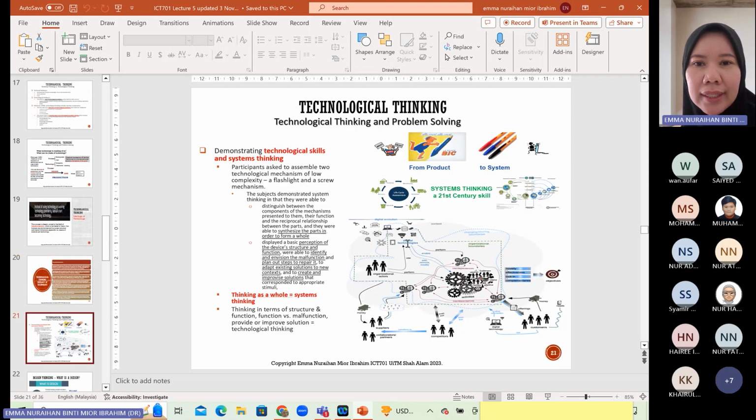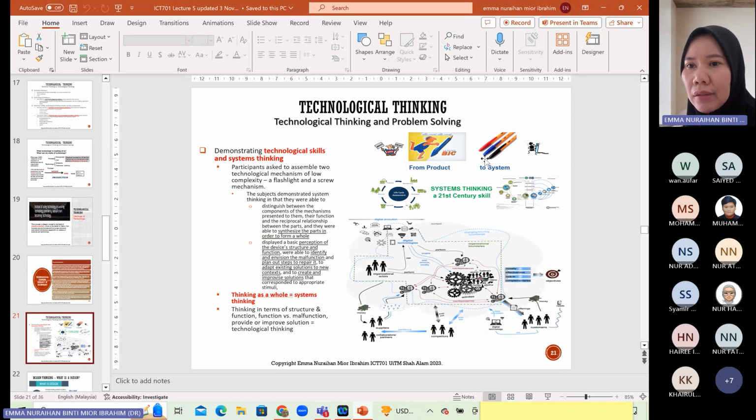Okay, contoh, technological thinking and problem solving. So, I just want to recap how it relates to your system thinking here. So, with technological thinking, alright, let's say, participants asked to assemble two technological mechanisms of low complexity, a flashlight and screw mechanism. Okay, so contohnya, alright, I tengok sini ya, thinking as a whole. Contohnya, you buat pen untuk menulis. Kan? So bila you buat pen, a pen is a product, okay? Simple product. So how do you change it into a system thinking?